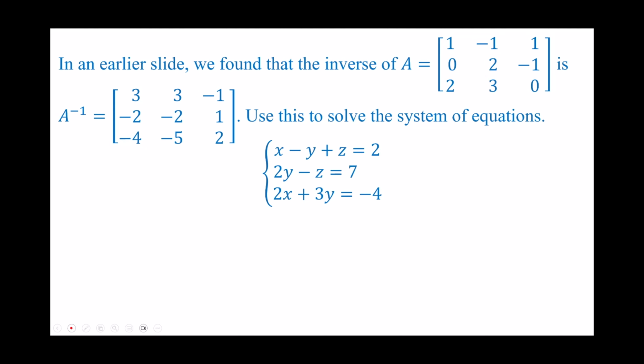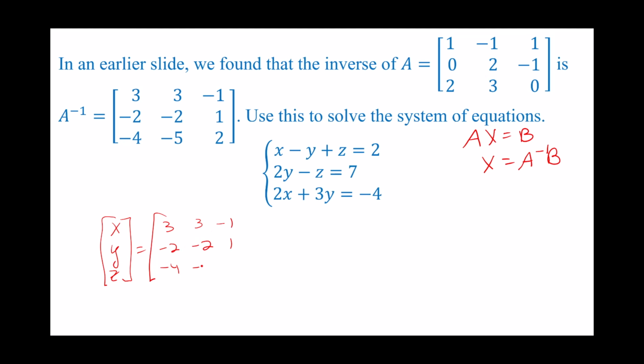Let's try the same thing with this 3 by 3 system of equations. So we already found the inverse of this one also. So to find the solution, remember my equation would look like AX equals B. And when I solve, I get X equals A inverse B. So for this case, X, our variable matrix, XYZ, equals the inverse times the constant matrix, which is 2, 7, negative 4. Those numbers to the right of the equal sign.